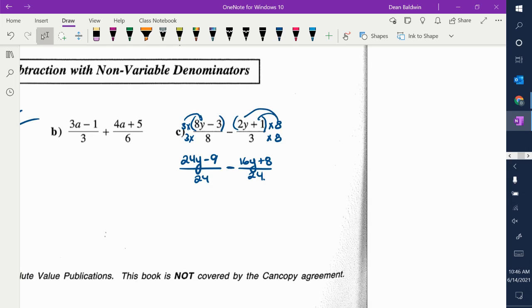Does that make sense so far? Okay. The only other trick here is when you're subtracting, it means you're subtracting that whole thing. So if I was to put this over one single denominator, it would look like this, 24y minus 9. Now, obviously, I'm showing every single step. You can shorten this if it makes sense to you. Minus 16y plus 8. So then it's 24 minus 16, which is 8. Negative 9 minus 8, which is negative 17.